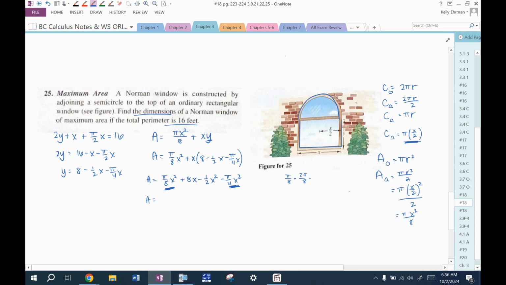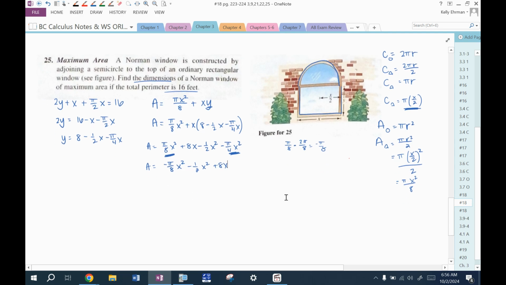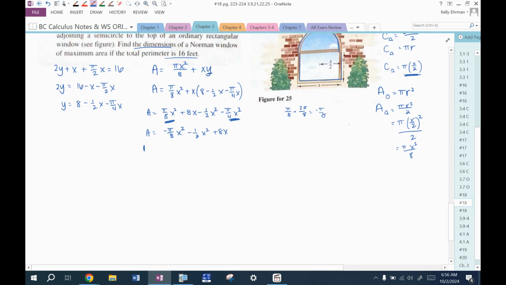Try this again. Pi over 8 minus pi over 4 is pi over 8 minus 2 pi over 8, which is negative pi over 8. Okay. Negative pi over 8 x squared, minus 1 half x squared, plus 8x. I think this is in a good spot to take the derivative. So if I find A prime, or dA/dx, multiply this by 2, I get negative pi over 4 times x. Multiply this by 2, I get minus x plus 8.